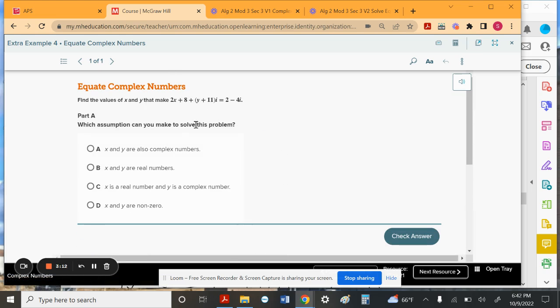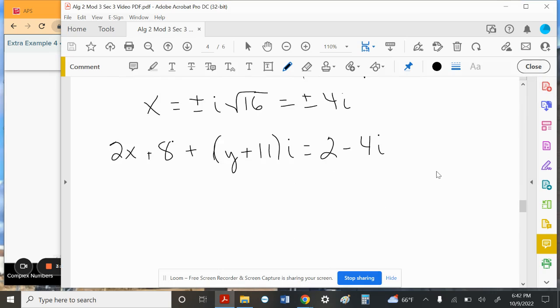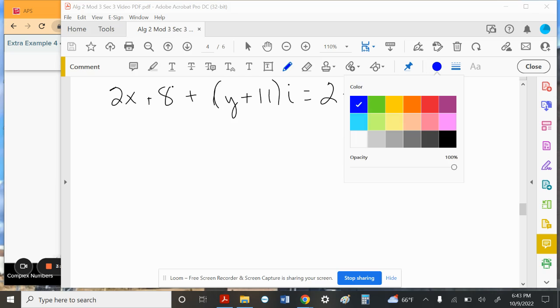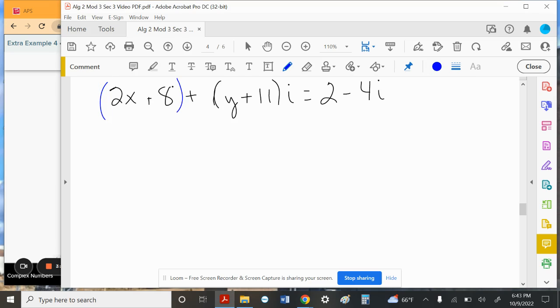So we're going to equate some complex numbers. Notice that we have these values here. We have 2x plus 8 plus (y plus 11)i equals 2 minus 4i. And how do we solve a problem like that? So here's our problem. The first thing I'm going to do is rewrite this by putting parentheses around that first part. So I did that.